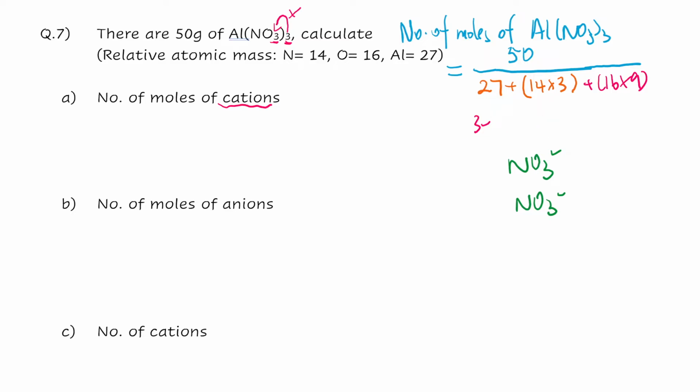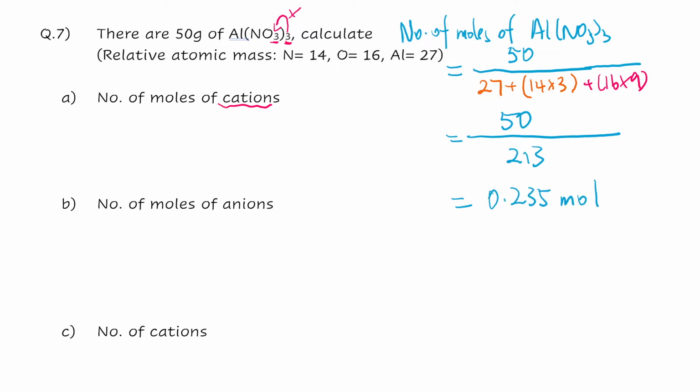So here, I'm going to rub this part out. You should get, the answer for this is 50 over 27 plus 14 times 3 plus 16 times 9. This is 213. Now this is equal to 50 over 213. You should get the answer is 0.235 mole.